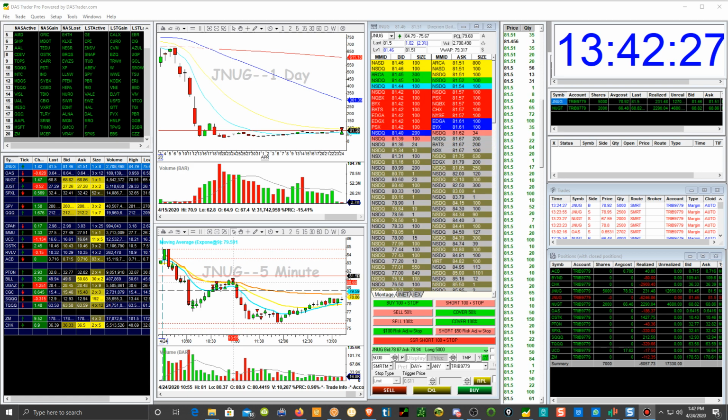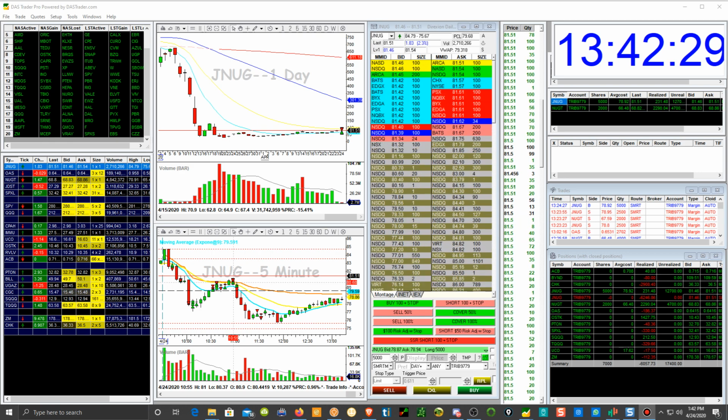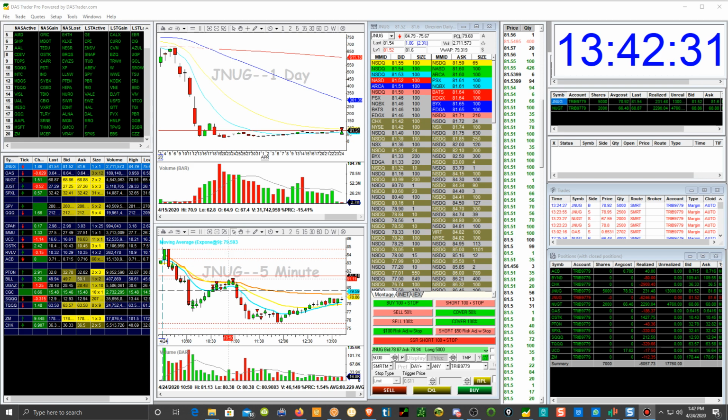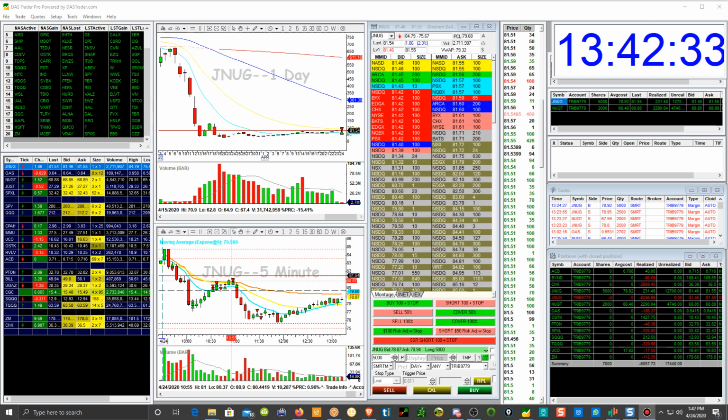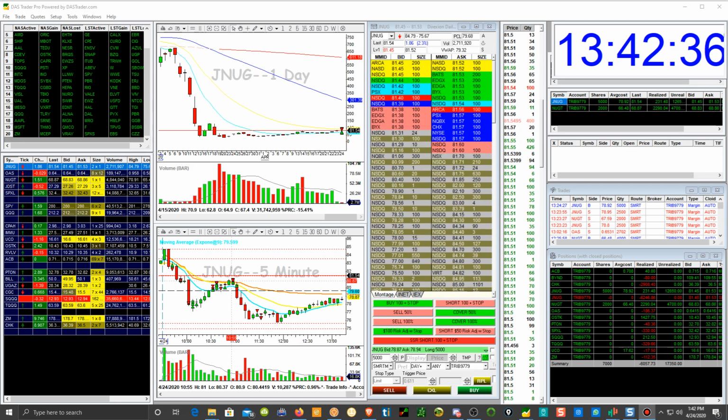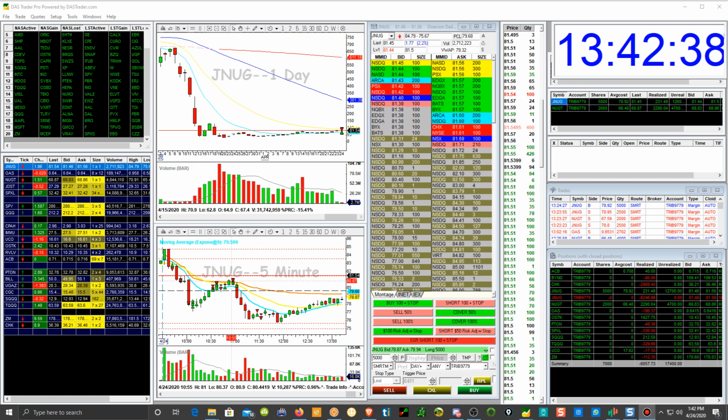Now, this is where the fun begins. Once it got rejected on this VWAP and I got a red candle to hold, I could set my short price and then my stop loss right above the VWAP.